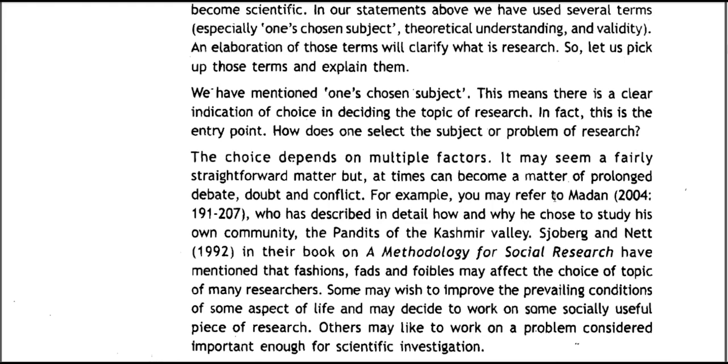For example, you may refer to Madan, who has described in detail how and why he chose to study his own community, the Pandits of Kashmir Valley. Johnsberg and Nett, in their book on a methodology for social research, have mentioned that fashions, fates, and foibles may affect the choice of the topic of many researchers. Some may wish to improve the prevailing conditions of some aspect of life and may decide to work on some socially useful piece of research. Others may like to work on a problem considered important enough for scientific investigation.